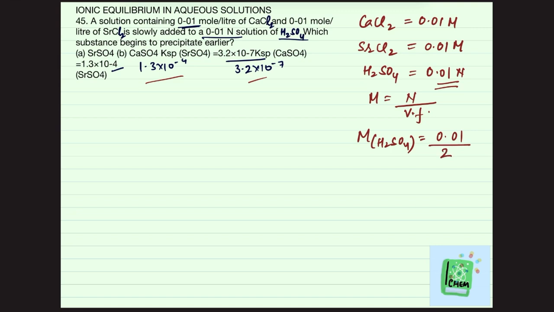H2SO4 is acid, and in acids the valency factor is equal to the number of H plus ions given by the acid in aqueous solution. Here H2SO4 gives 2 H plus ions in aqueous solution, so its valency factor is 2. Solving, molarity of H2SO4 will be equal to 0.5 into 10 to the power minus 2, or this can also be written as 5 into 10 to the power minus 3.